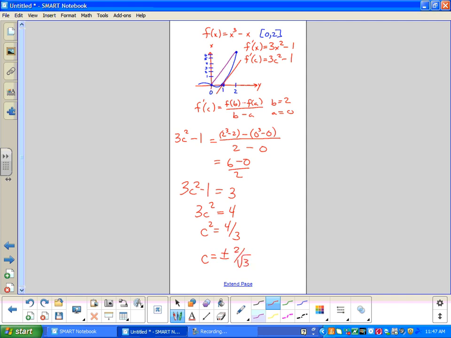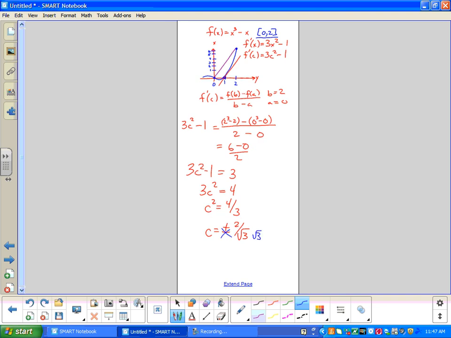Now, before I rationalize or anything, one thing we've got to catch right away. My interval is 0 to 2. Negative is not in my interval, so I'm going to cross it out. I'll multiply by the square root of 3 on top and bottom. And I know that at the value of 2 times the square root of 3 over 3, the instantaneous rate of change of that function is the same as the average rate of change from 0 to 2. Again, this is the mean value theorem.